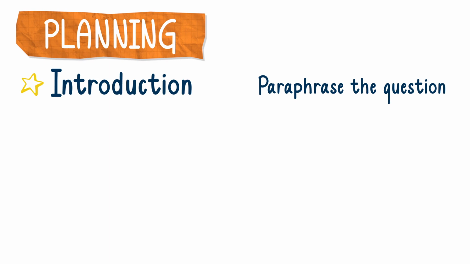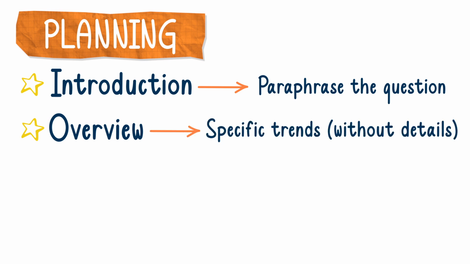So in planning, we know that the first paragraph is our introduction paragraph, in which we paraphrase the question, right? We write about the chart, what the chart is all about, all right? And then we write our overview paragraph, in which we only talk about specific trends and features of the graph without going into details. So we do not write any numbers, any data, all right? Nothing. We only write about general features and trends of the graph.